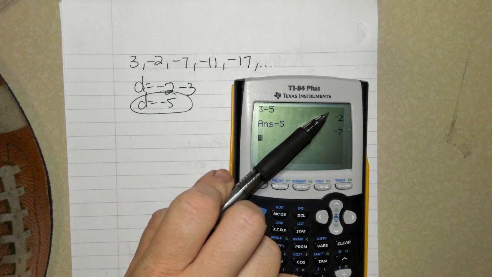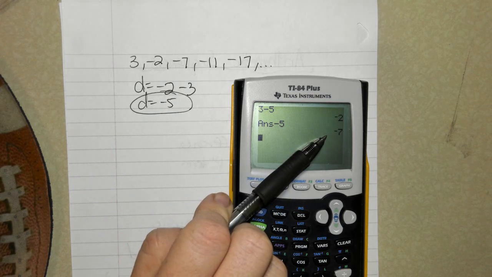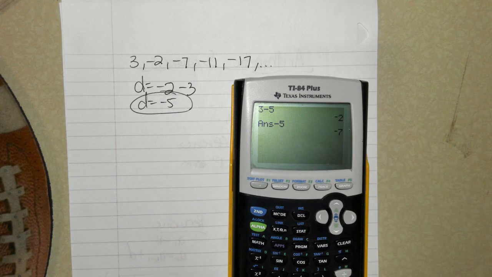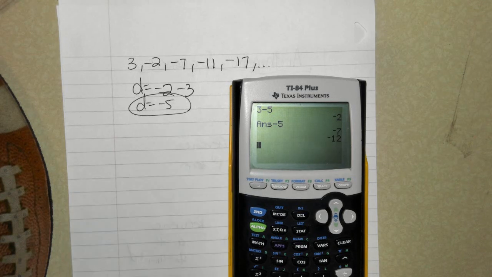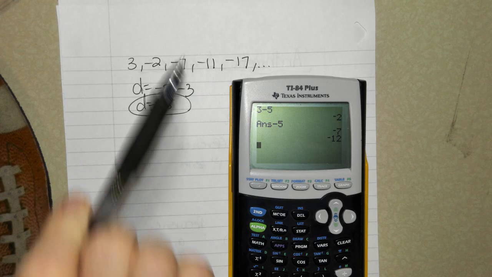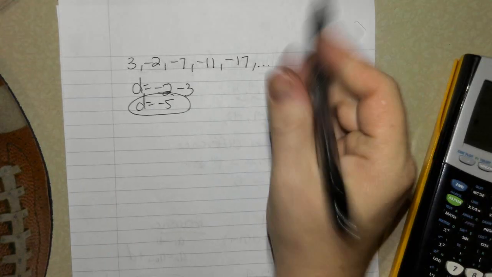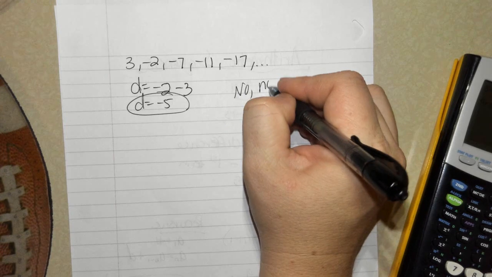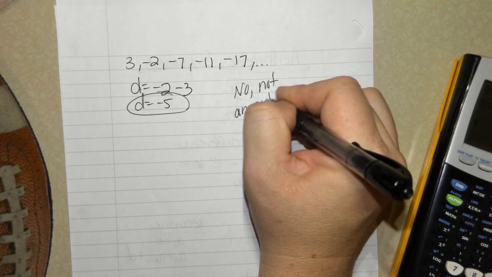Once you've done something twice on your calculator, it remembers the pattern, and now you can just go down to the very bottom, find the enter sign, and press it. Okay, here's the problem. The next term, when you subtract 5, should be -12, but I have -11. The answer is no, not an arithmetic sequence.